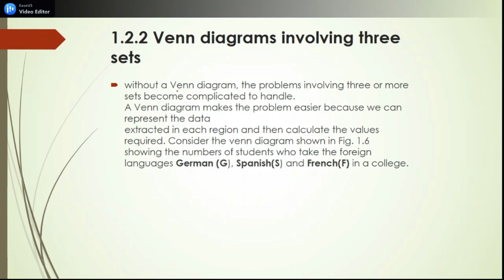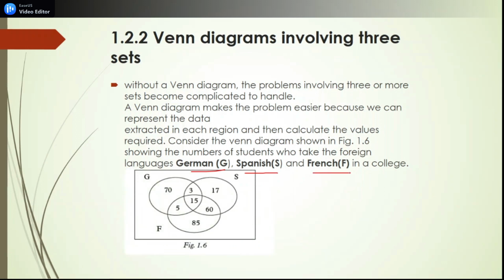Without using a Venn diagram, it becomes very complicated to solve a problem with 3 sets. We have here an example showing the number of students who take German, Spanish, and French. We have students who take German, students who take Spanish, students who take French. And the intersection of those three sets is somewhat complicated, as you see here.